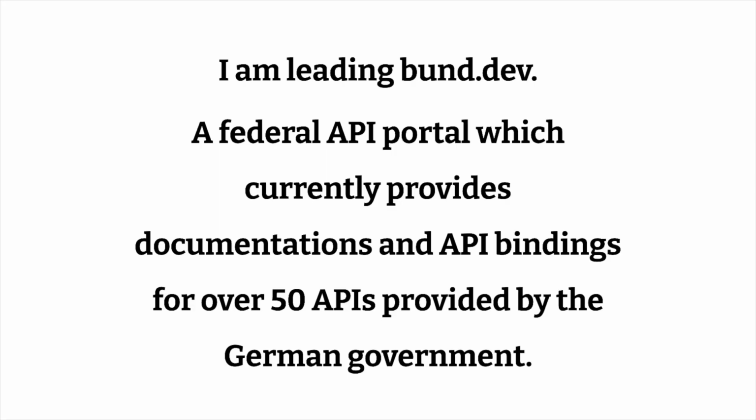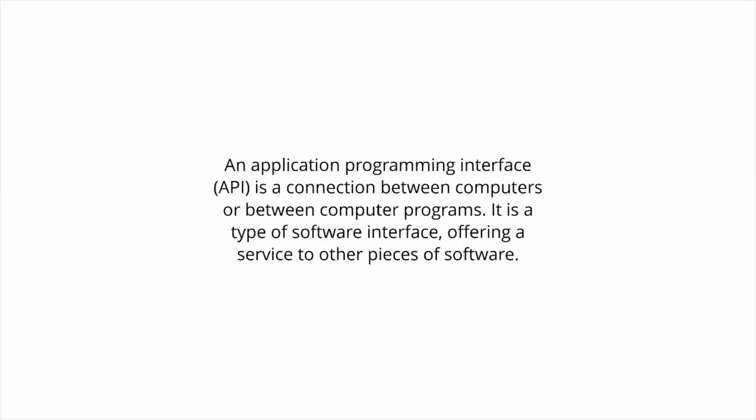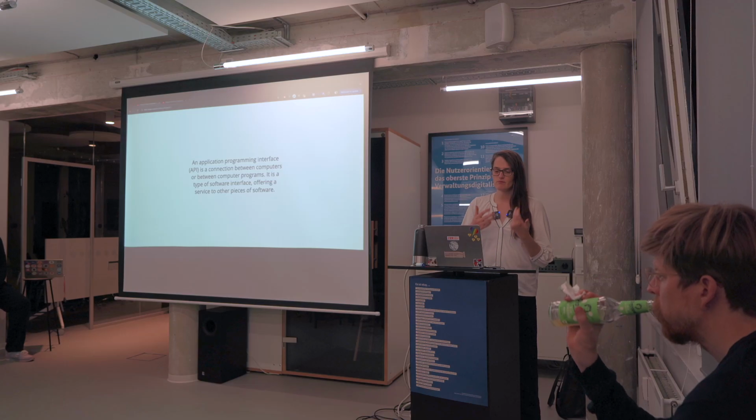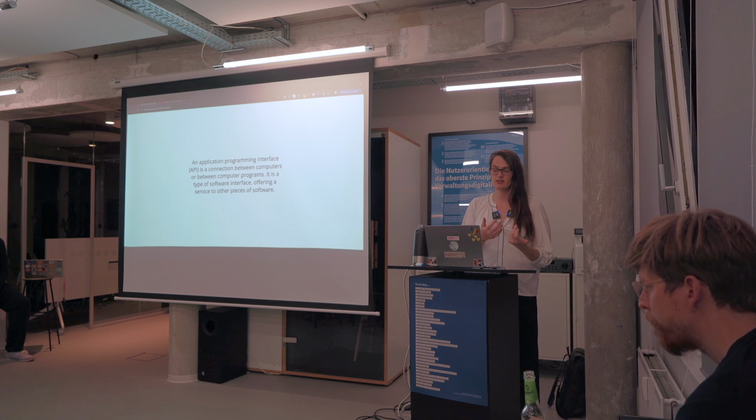What we built is a federal API portal, which currently provides documentations and API bindings for more than 50 different APIs provided by different levels of the government, from federal level to sometimes even county level. And if you don't know what an API is, an application programming interface, it's basically a way to make machines talk with each other, and it allows you as a consumer of an API to use certain data, especially in real time.